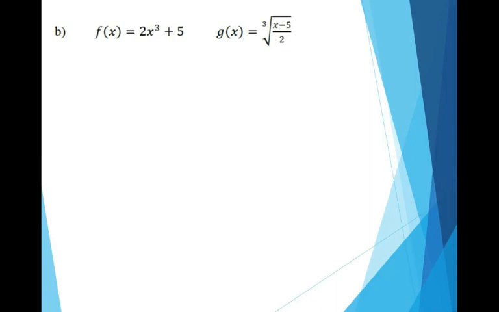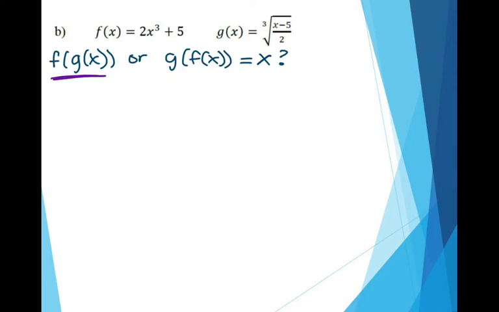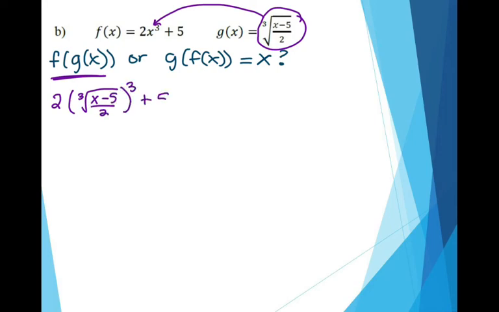So again, we can do f of g of x or g of f of x, and we want to see if it equals x when we're trying to verify. So I'm going to go ahead and do f of g of x. I'm going to take this and put it in for x into my f function. So that gives me 2 times, instead of x, the cube root of (x minus 5) over 2, cubed, plus 5.